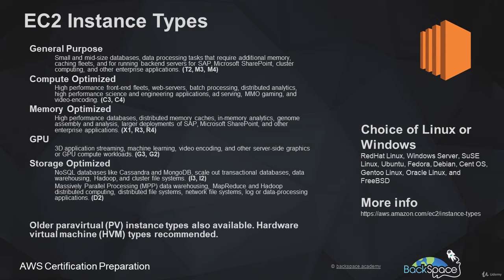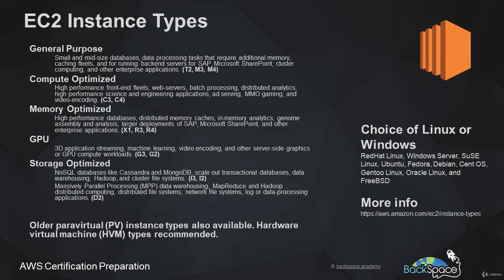The next one is compute optimized. These are for compute intensive, CPU intensive applications, so for web servers, for batch processing, for analytics and video encoding. They're the C3 and C4 instance types. And then we have memory optimized, so that's going to be for high performance databases, for in-memory caches, for large deployments of SAP and SharePoint, and that's the R3 instance type.